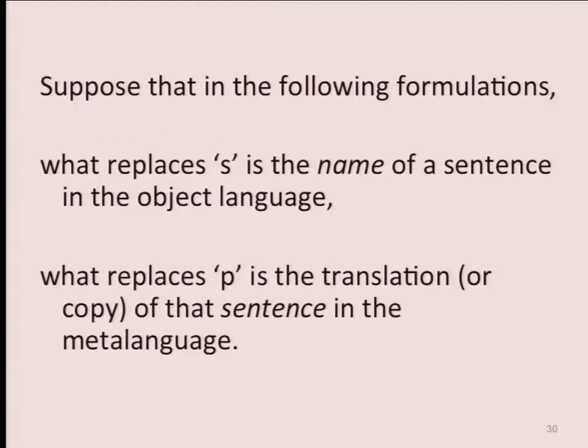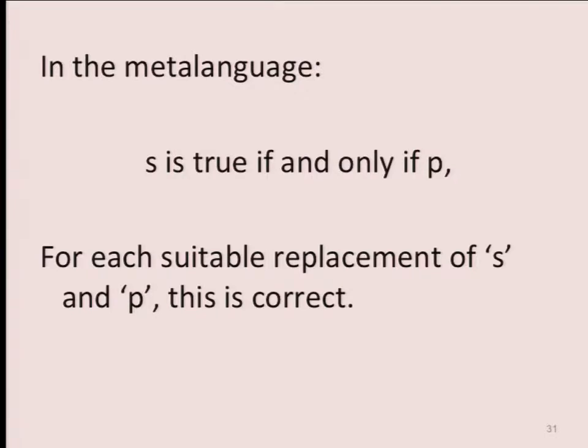And then what we do is very simple. We say for every sentence in the target language, we take the name of that sentence, S is the name of that sentence, and then we take P being the translation or copy of that very sentence. And what we say for every sentence of our target language is that that sentence is true if and only if, and then we write out either that very sentence or a translation of that very sentence. And that'll be right. That'll specify the meaning of every sentence in our object language.